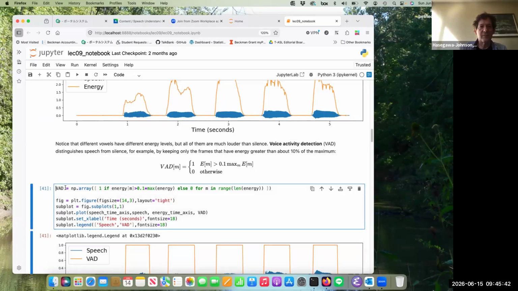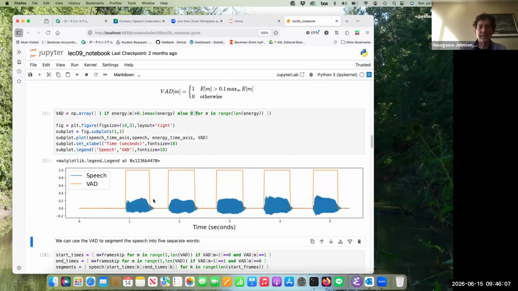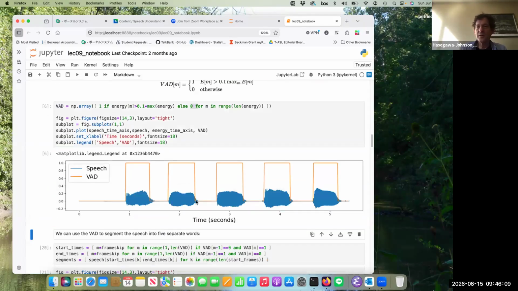So I'm going to say that the voice activity detector is an array. That array contains a 1 if the energy is greater than 10% of the maximum energy. Otherwise, that array contains a 0. So the voice activity detector, the VAD, will just be a 1 whenever the energy is greater than 10% of maximum and a 0 otherwise. And when I plot that, it's this nice binary indicator telling whether there's a vowel there.